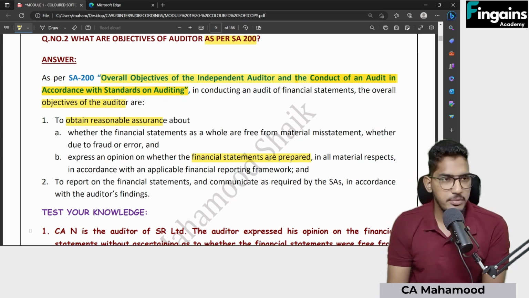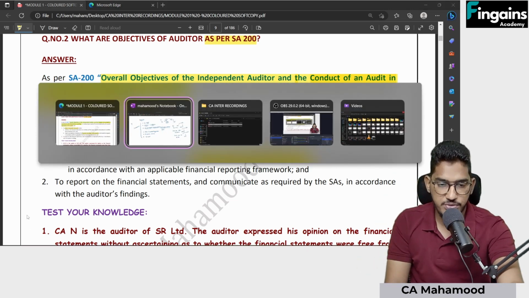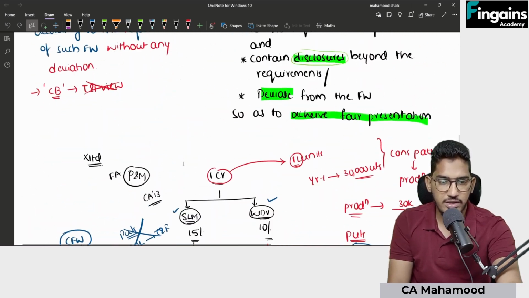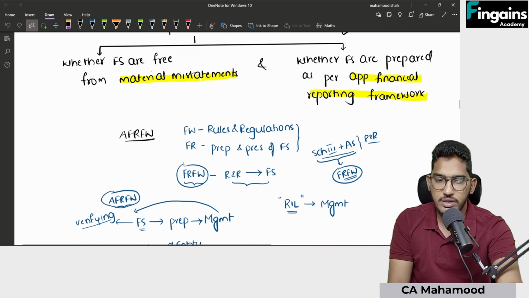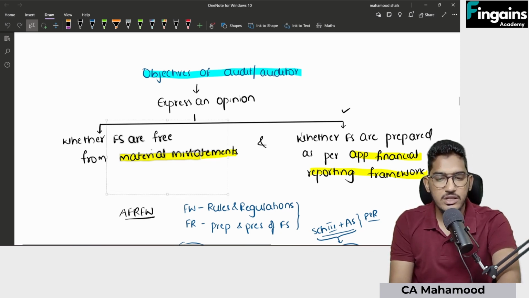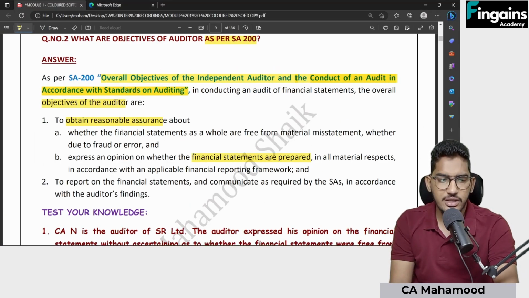Do these two points sound familiar? Obviously, this is what we have discussed in the first chapter itself, introduction to auditing. So, two objectives of the auditor. What are the two objectives of the auditor, guys? Tell me. The ultimate objective of the auditor is to express an opinion. That opinion should be on two things: whether financial statements are free from material misstatements, and whether financial statements are prepared in accordance with the applicable financial reporting framework. The same thing they are trying to say here, whether financial statements as a whole are free from material misstatements and whether they are prepared as per the applicable financial reporting framework.